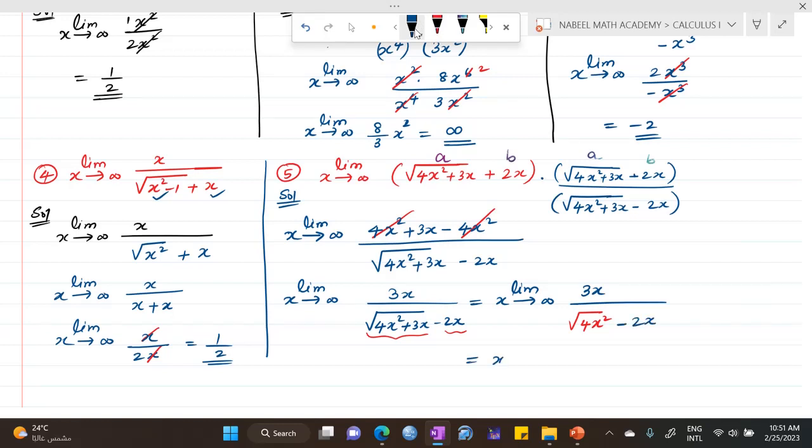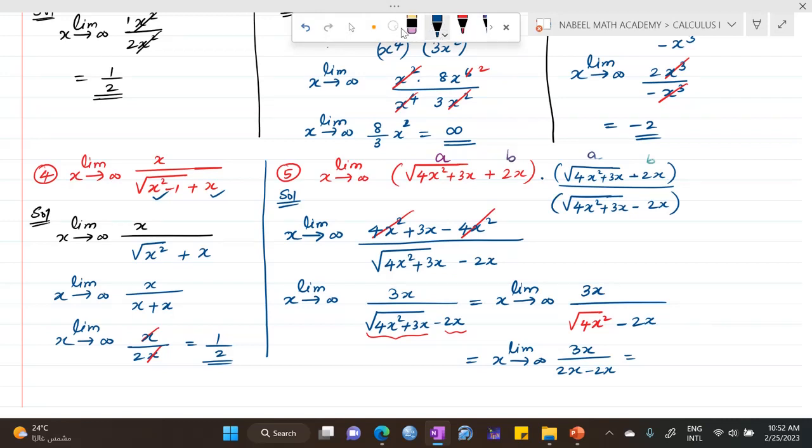Now this implies limit x approaches plus infinity, 3x over 2x minus 2x. So it becomes a 0. It becomes undetermined. So it cannot be 0. It should be positive. So therefore it is infinite. Limit doesn't exist.